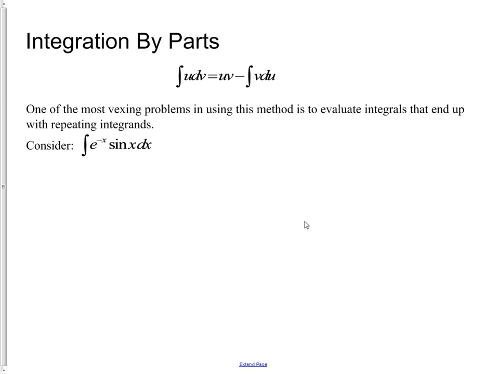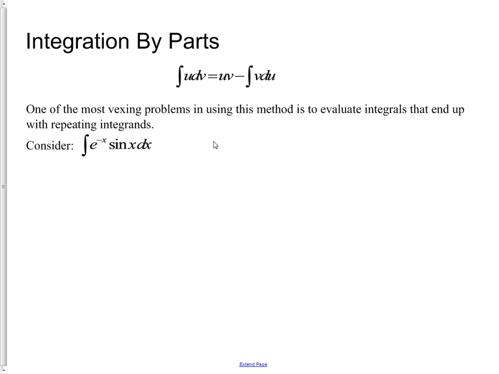One of the interesting problems that we run into with integration by parts is what do we do if we end up with a couple of parts in our integral that are going to start repeating? And we'll notice that this is certainly the case right here. We've got e to the negative x times sine of x dx. How are we going to handle this integral?